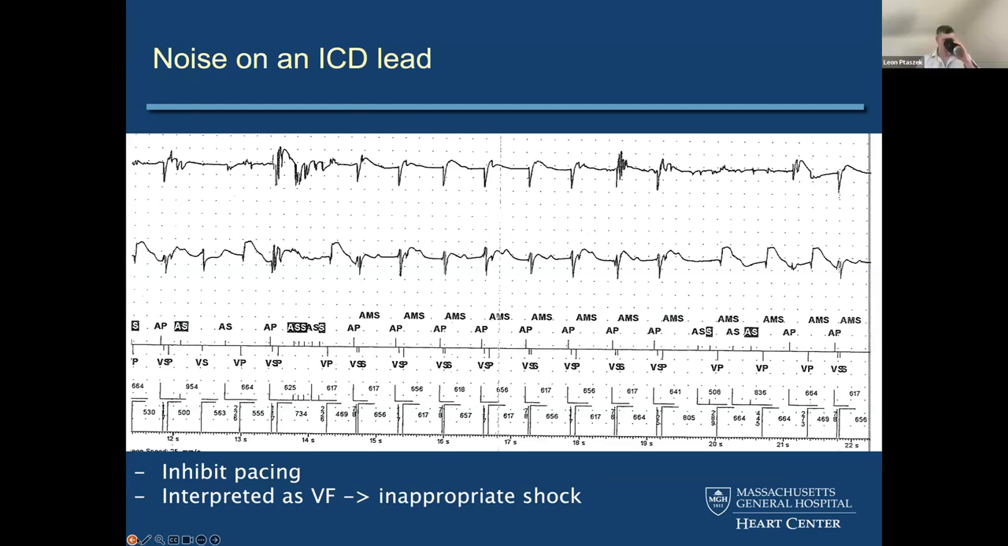And for the people here looking at the bottom rhythm strip on the marker channel, it says VSS or VSP. If you were to actually change the sweep speed, it would say VSVS or VSVP. So if you see here, there's noise on the atrial channel. The device goes into a mode switch mode, which is a dual chamber mode switch mode. So the AMS on the marker channel means auto mode switch. So the device is now in the mode switch mode.